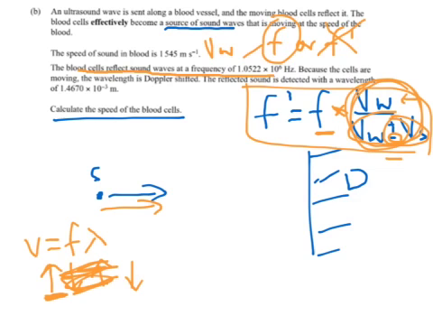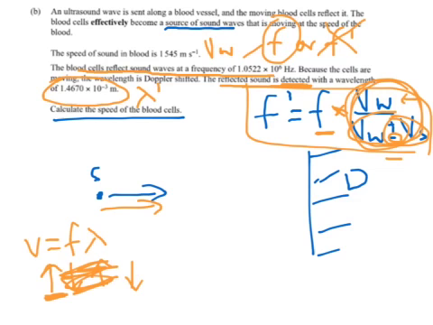Okay, carrying on. Because the cells are moving, the wavelength is Doppler shifted, of course, we know that. The reflected sound is detected with a wavelength of 1.467 times 10 to the minus 3. So we know that this is the modified wavelength, if we like. We'll call it wavelength dash.